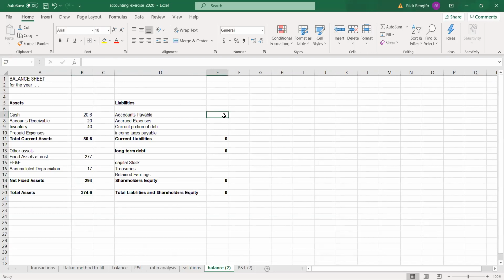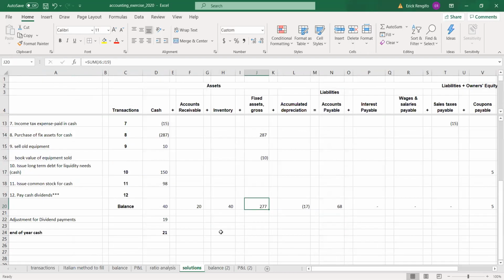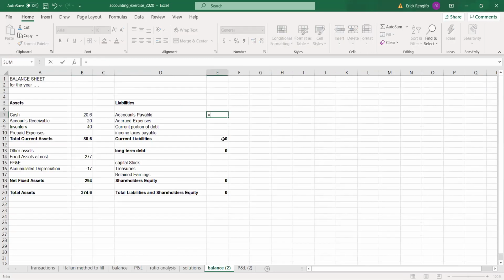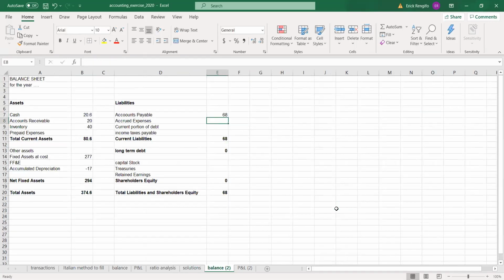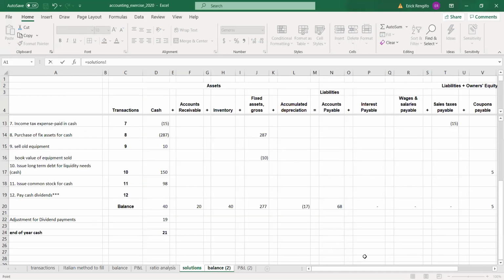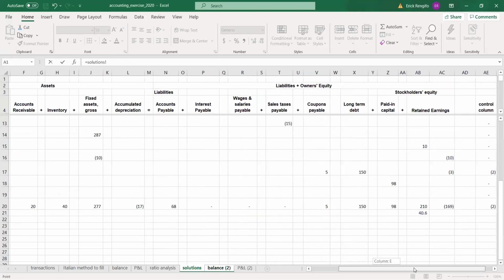Then I go to accounts payable. Do I have accounts payable? Yes, I have accounts payable. My accounts payable are 68. Then I don't have anything else, right? I don't have accrued. I don't have anything of this. I have already cleaned all this part here. Do I have a long-term debt? Yes, I have a long-term debt. What is my long-term debt?